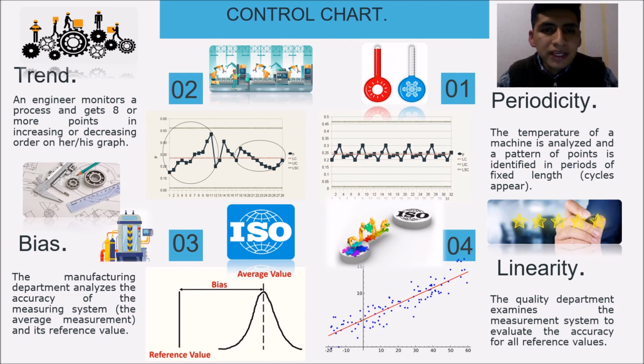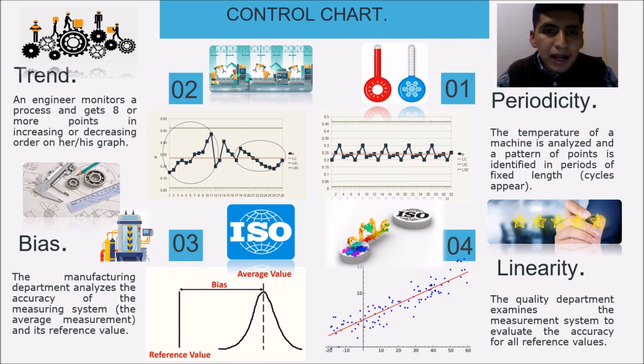Third word is bias. Bias is a single value with a standard with respect to the original measurements of a process. An example is the ISO standard. Another example, in the image, you can see a bilateral binomial distribution chart. For example, measurement of a mechanical part.